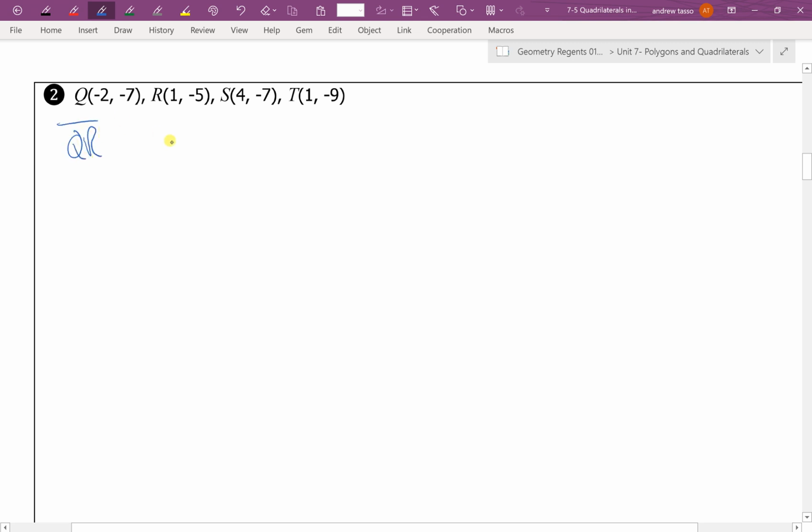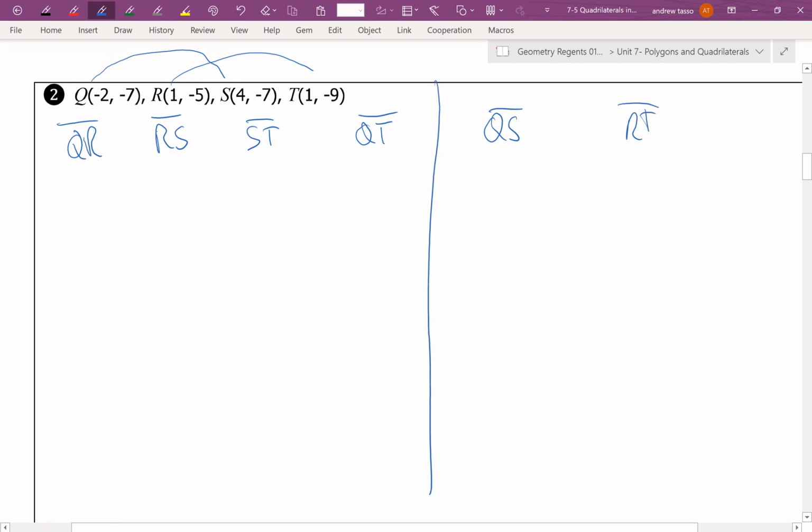Okay, so let's go over number 2. So we have to do QR, RS, ST, QT, and then we have to skip a letter. So we go QS, and we go RT. Those are the diagonals, right?